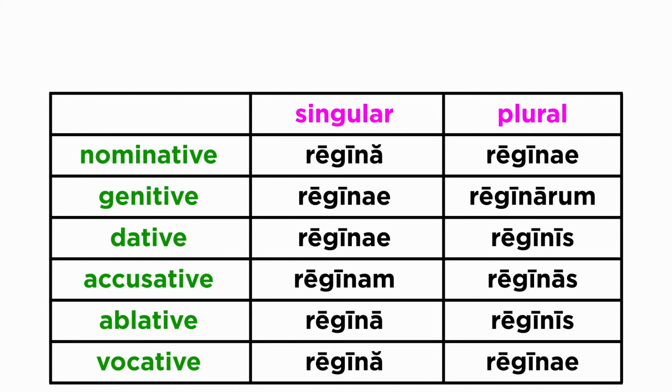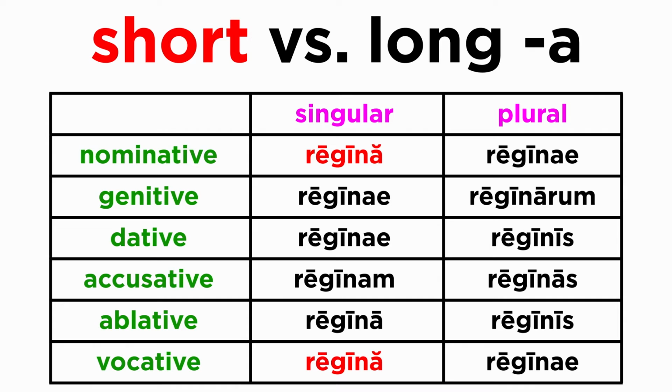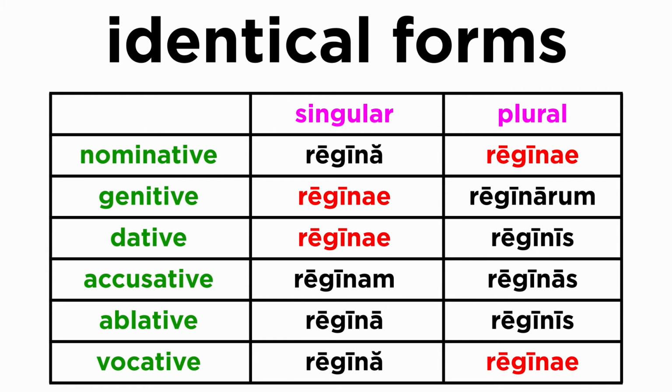Now some important points. First, there are many types of ablatives, so that's why the chart says that the meaning varies. Next, it's important to notice that the A ending in the nominative and vocative is short, while in the ablative it is long. You may also notice that the genitive and dative singular and nominative and vocative plural all look alike. Don't worry, the context will help you decide which one you have in your sentence, thanks to other words present in the sentence.